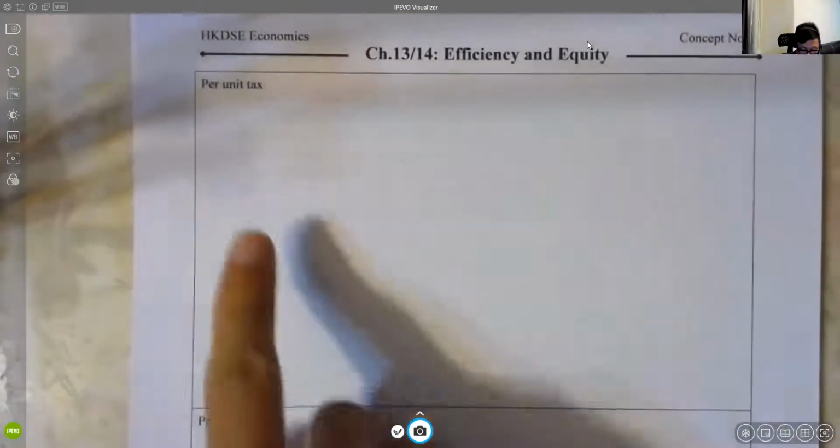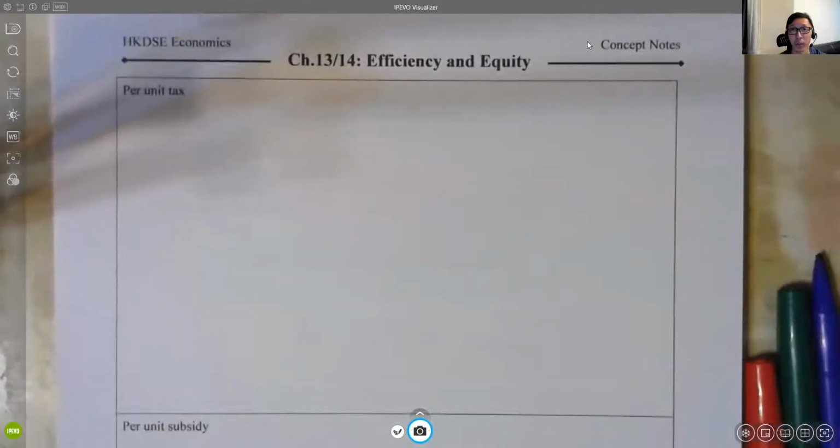All right, so these are the quota and price floor, price ceiling. Next video, we are going into the hardest part of this whole chapter, in which we talk about the per unit tax and per unit subsidy. All right, so see you again in next video. Bye bye.